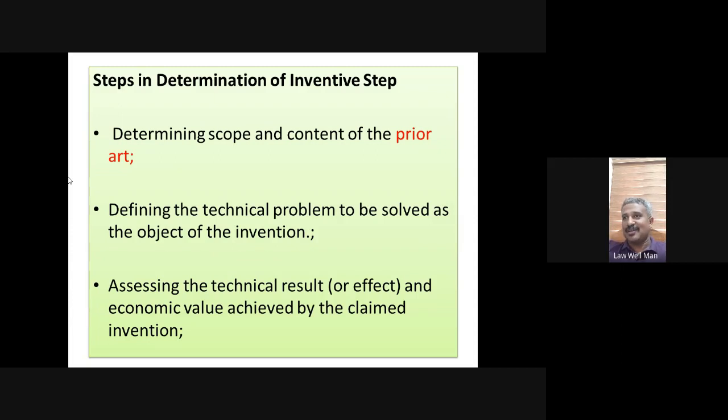Even if there is no economic value, just because of the technical advancement, even if it does not have much of an economic significance, it could be patentable. That's my point of view, because that's what the definition indicates. So then the third step the court would go to is assessing technical result or effect and economic value achieved by the claimed invention. Whether the claimed invention has gone a step forward. We reach the same place where we started off.